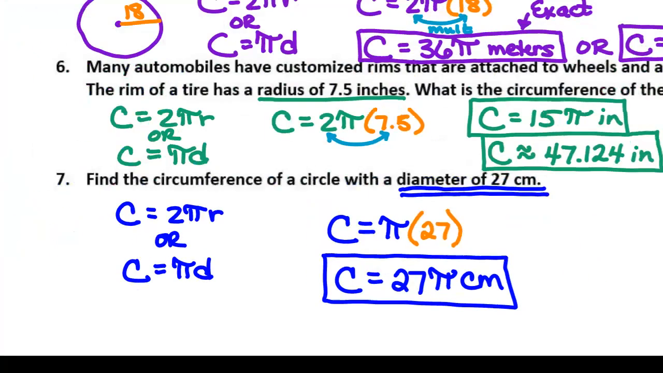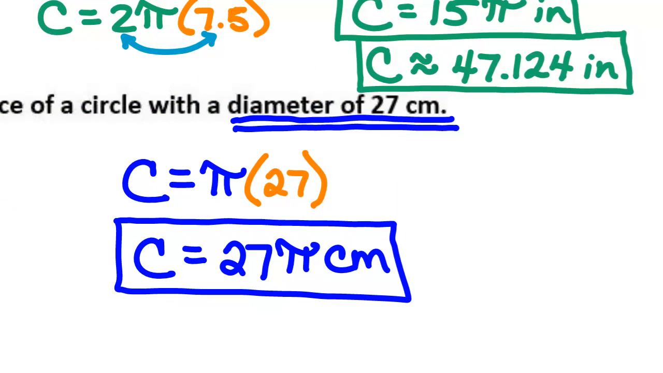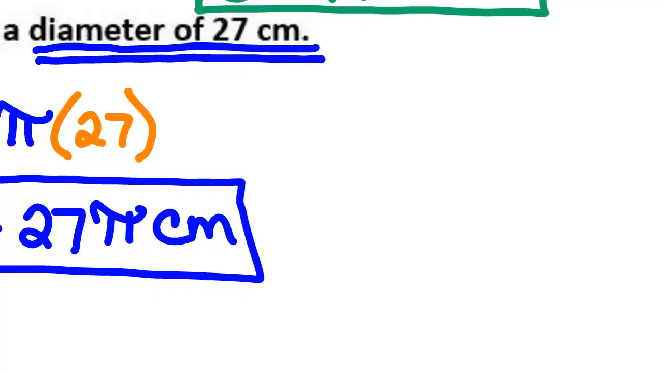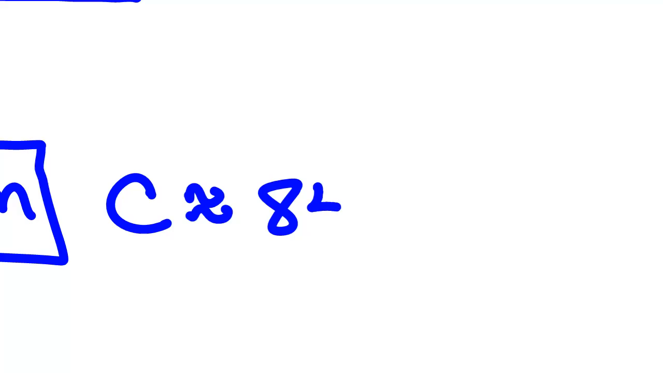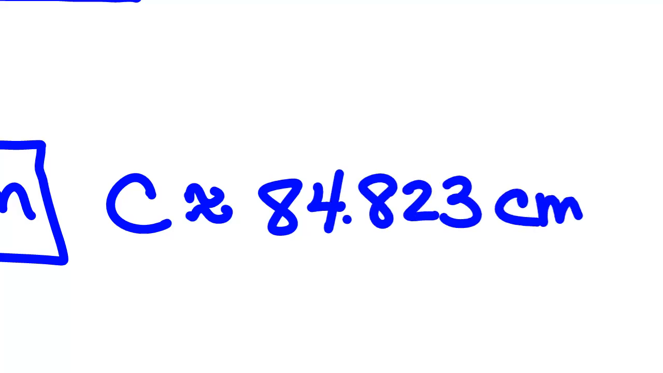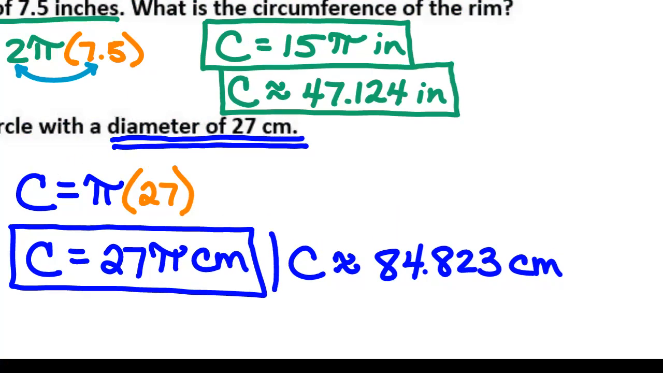It's the exact same thing I would get if I changed the diameter into the radius. So I divided it in half, and then I plugged it into this formula and multiplied it by 2. The radius is half the diameter, and the diameter is twice the radius. Let's put this into its approximate form. 27 pi is about what? 84.823. And let's stick some units on there. We've got centimeters.